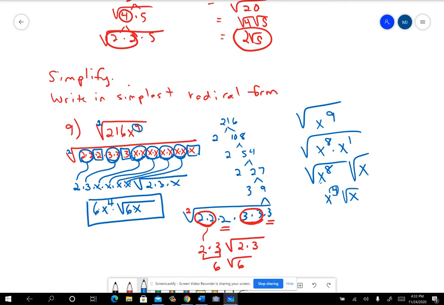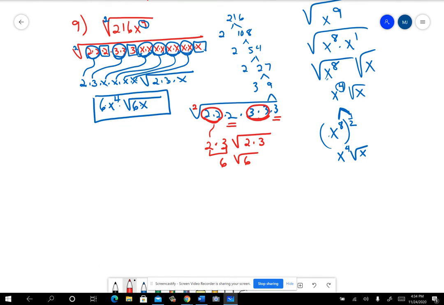The reason that became a 4 is because that was x to the 8th raised to the 1/2 power. And see how that would become x to the 4th? Because with a power raised to a power, you multiply, and then you would just leave the square root of x underneath. Okay, so ponder that some more. Look at some more examples if you want.